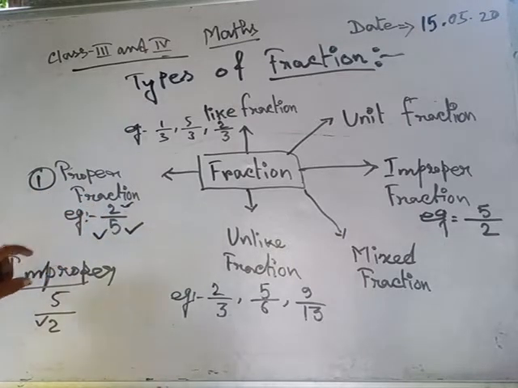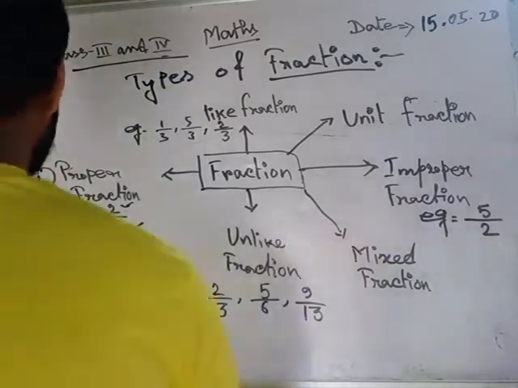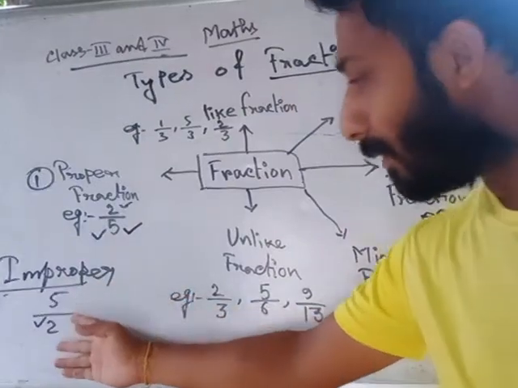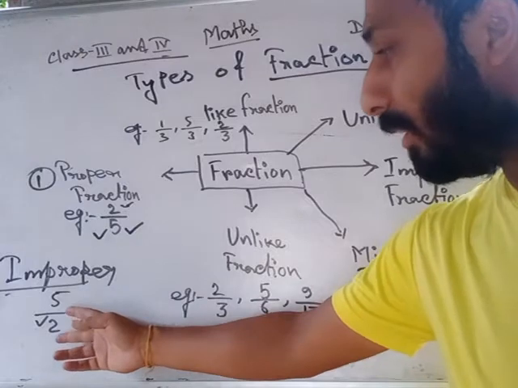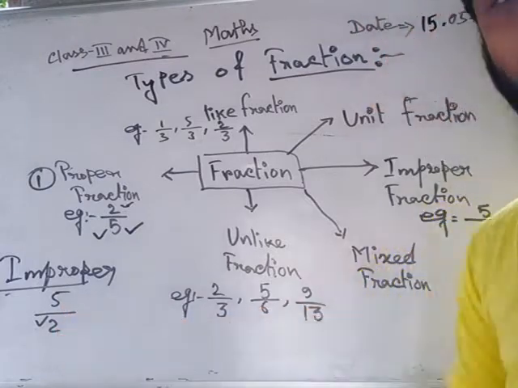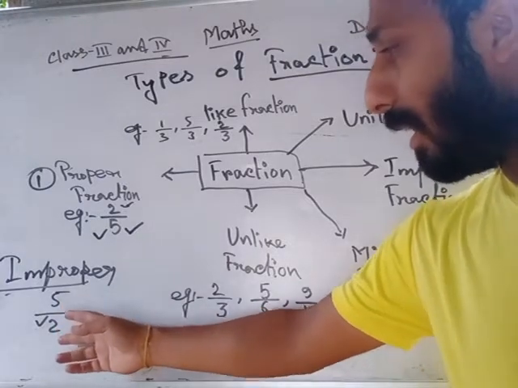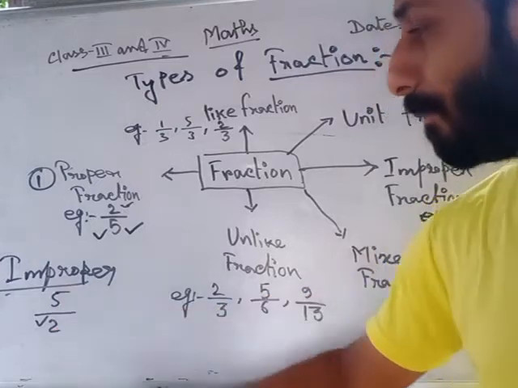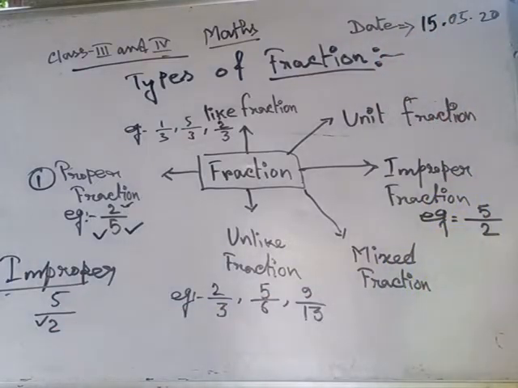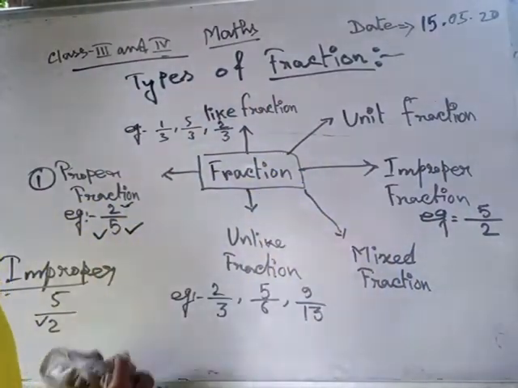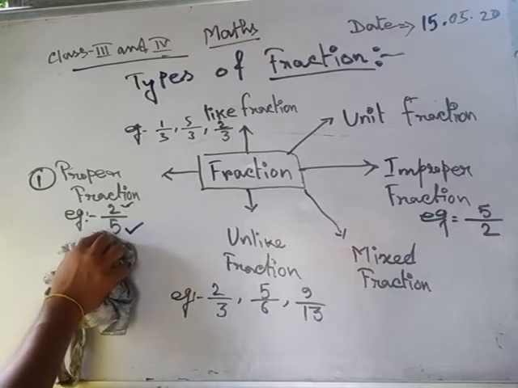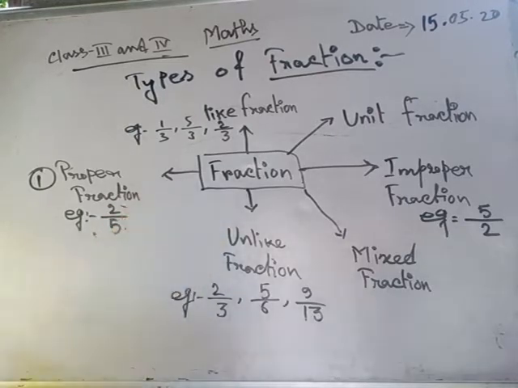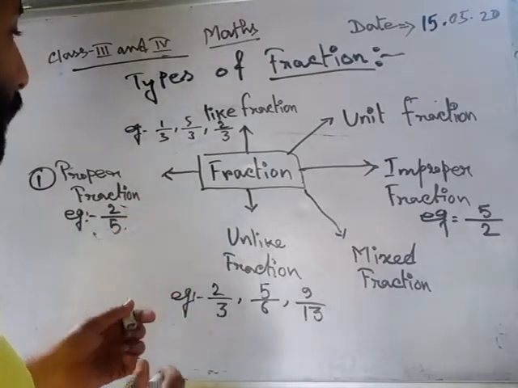When it is an improper fraction, the lower portion is smaller than the upper portion, or the denominator is smaller than the numerator. Okay, these are the improper and proper fractions. I will go to the next: like fraction and unlike fraction.